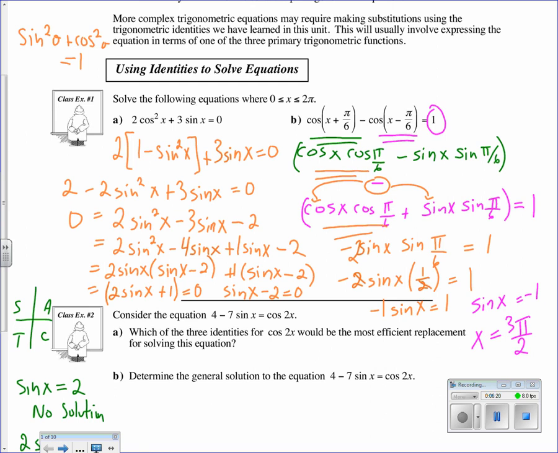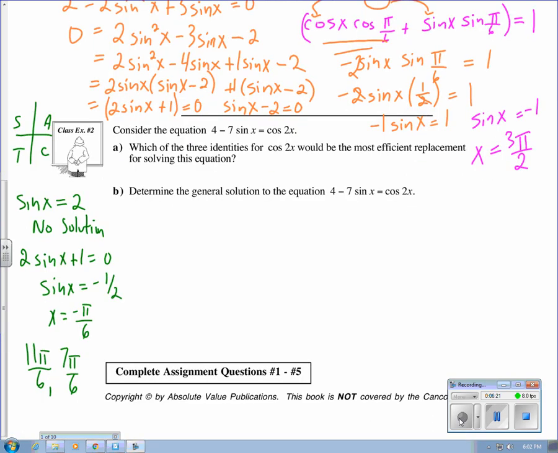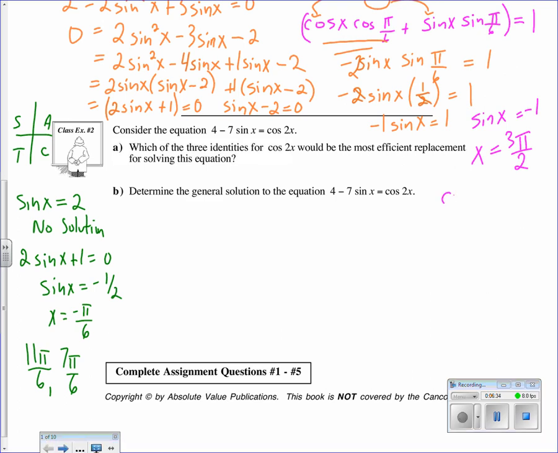Let's try another one. So get used to walking around with your formula sheet. I've got sines and cosines. What can I replace, or what can I substitute for? I can substitute for cos 2x. Cos 2x, I can try this identity. Cos 2x is equal to 2 sine x cos x. And that's the one I'm going to try.